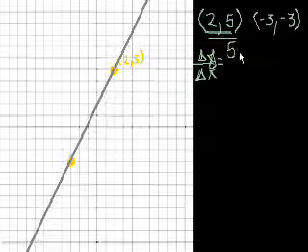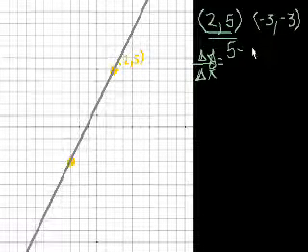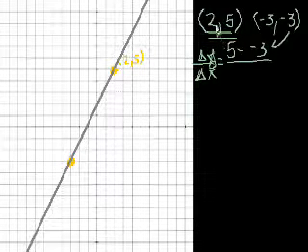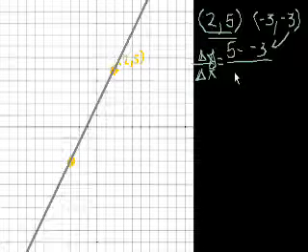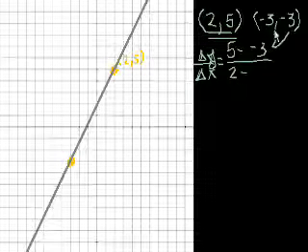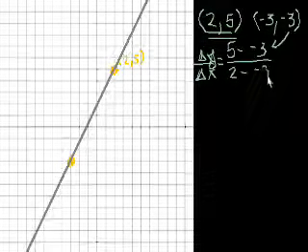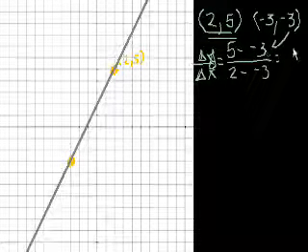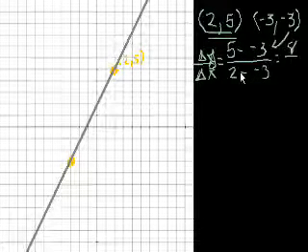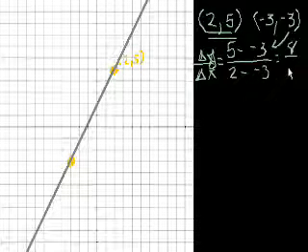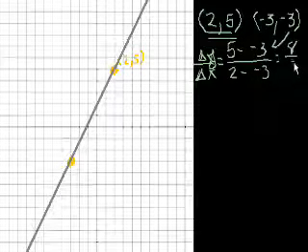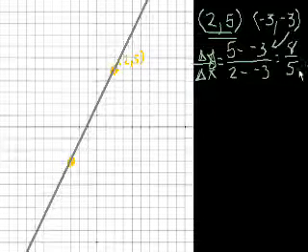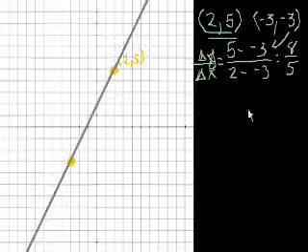5 minus -3, and that's this one, over, now you do the change in x, 2 minus, this is also -3. Well, 5 minus -3, that's 5 plus 3, so that equals 8. And then 2 minus -3, once again that's 2 plus 3, so that equals 5. So we figured out the slope of this line. It's 8 over 5. And let's see if that makes sense.